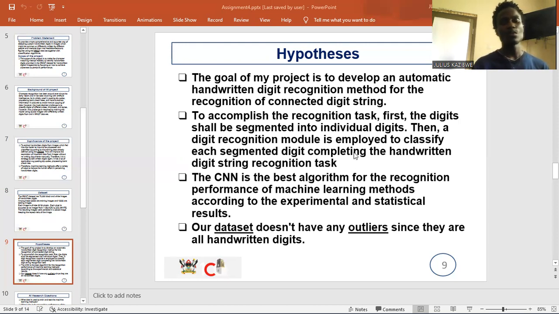The algorithm that I'll be using is the CNN, and by all means, it's the best algorithm to use and apply in pattern recognition. And I'll be using the MNIST data set as I've mentioned. For this data set, we don't have any outliers. We only have digits, handwritten digits from many writers, and that will be good for training.